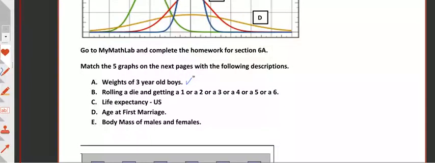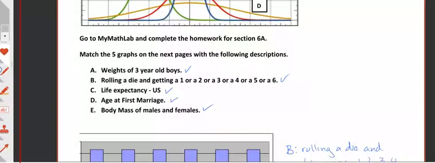One of them represents the chances of when you roll a die that you get a 1 or a 2 or a 3 or a 4 or a 5 or a 6. Chances of getting one of those numbers when you roll a die. Another graph represents the life expectancy here in the U.S. Another graph represents age at first marriage. And there's a 5th graph that represents the body mass of males and females. So what I want you to do is, based on our talk above, take these descriptions and find out which particular distribution they go to with the 5 graphs that are given below.